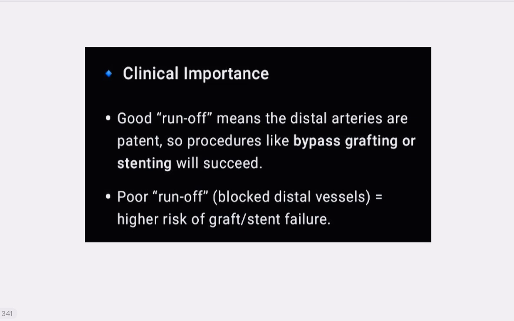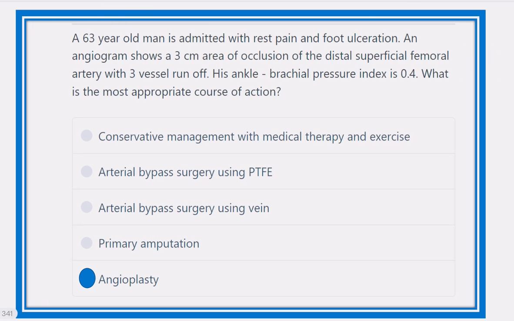So let's see what runoff is. Sometimes it is necessary. Runoff means the distal vessels are patent. In case of patent distal vessels, we can use a graft or we can use a stent, and in case of a graft, we can use artery or vein, and we can also use commercially available dacron or PTFE. With poor runoff, or in case of blocked distal vessels, there is a high risk of graft or stent failure.